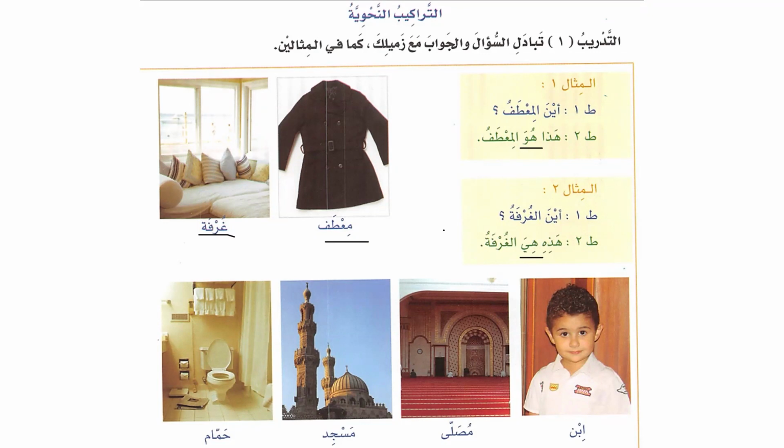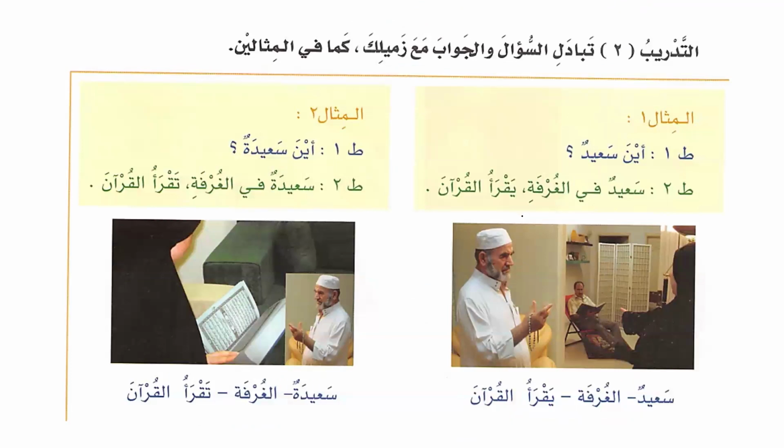It's your turn now. And as I said, you have to practice by yourselves as much as you can. I've given you the example over here. For example, one more example. For example, you say أين الابن? And you say هذا هو الابن. And similarly, if there is anything feminine, first we have practiced for the masculine, and now you practice for the feminine. So التدريب تبادل السؤال والجواب مع زميلك كما في المثالين. And now we will practice about the feminine.